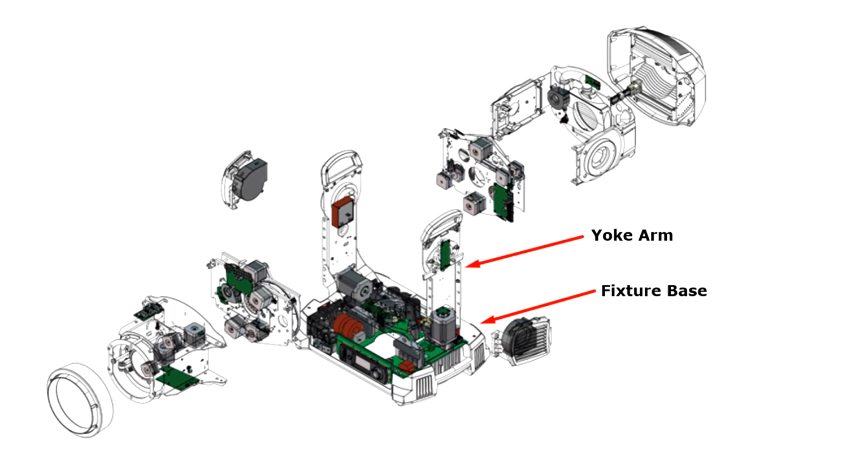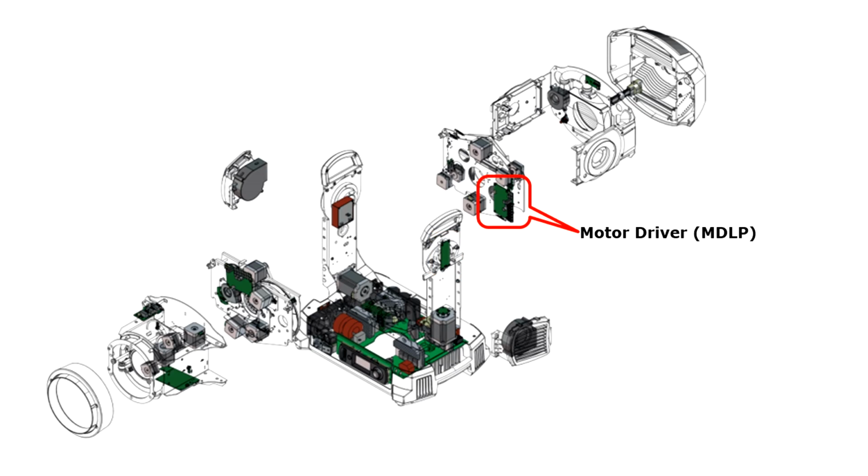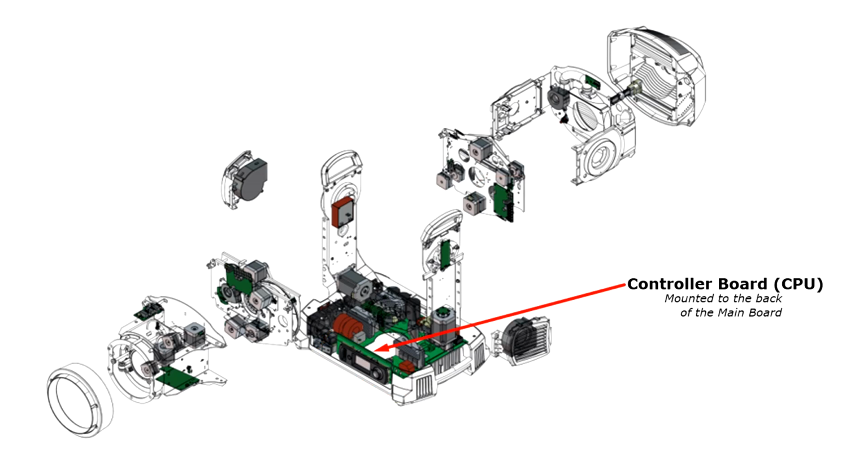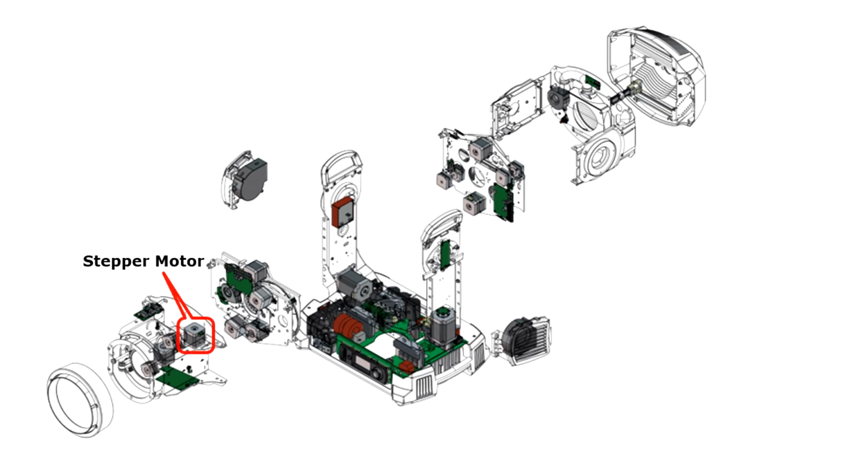This diagram shows a three-dimensional exploded view of the Mac Viper. The printed circuit boards, or PCBs, contain sensors, which are used throughout the fixture, along with the motor driver, also known as the MDLP or motor driver low power, the main board, and the controller board, or CPU. Working units of the Mac Viper like the CMY mixing module, effects module, and focus module have the same PCB but are programmed differently. Stepper motors are used to drive all moving parts within a fixture.